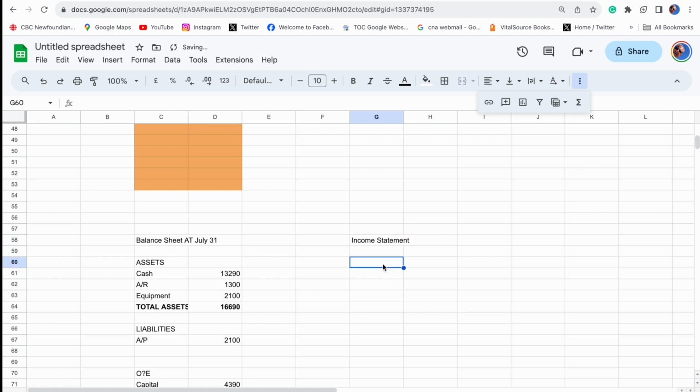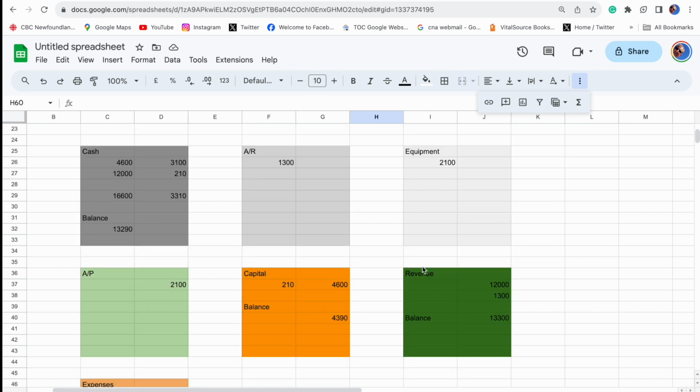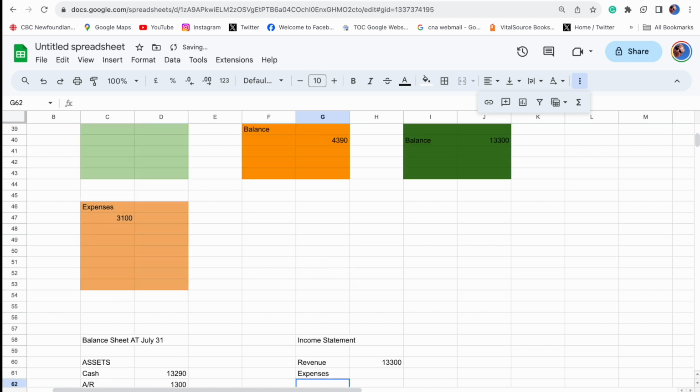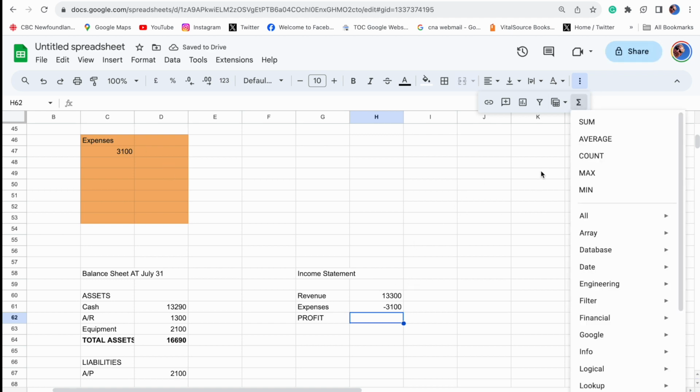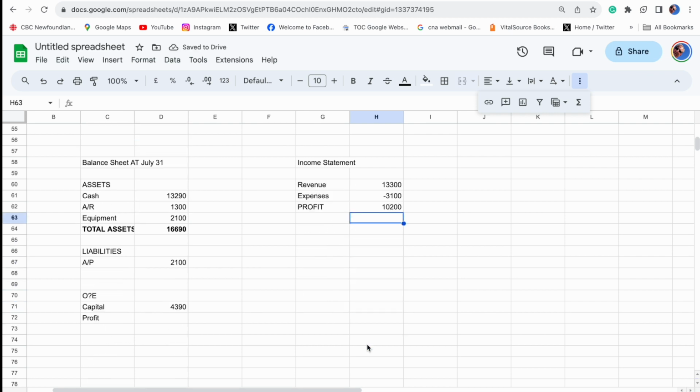We're going to have revenue, and that's for the period, right? So if we look at our revenue account, where is revenue here? 1330. And our expenses are $3,100. So our profit is the difference between the two. I'll make this negative so I don't have to be fooling around as we go. Now we're going to add that up. So that means our profit was $10,200.